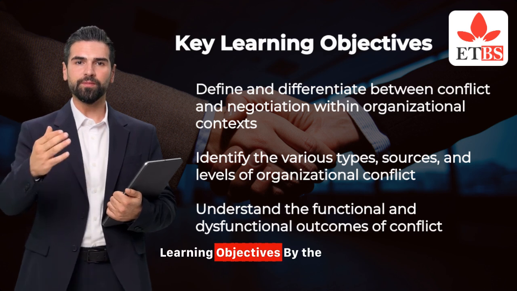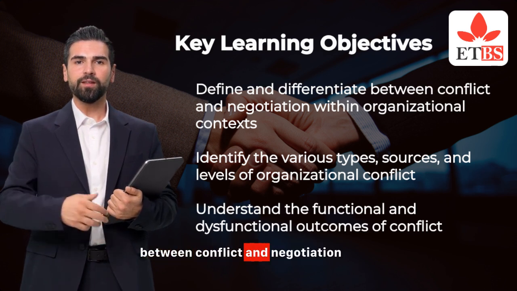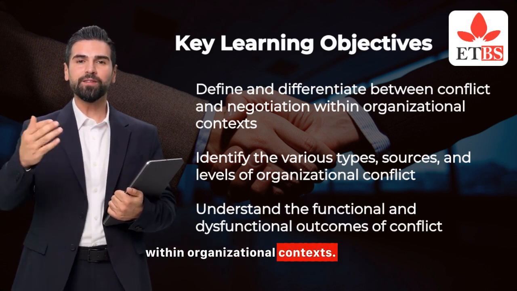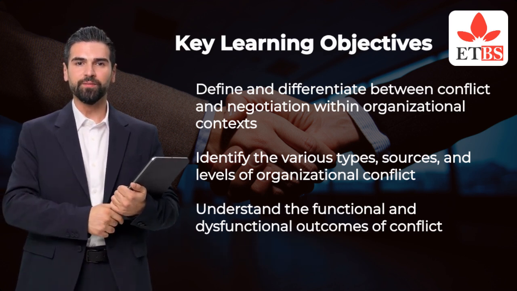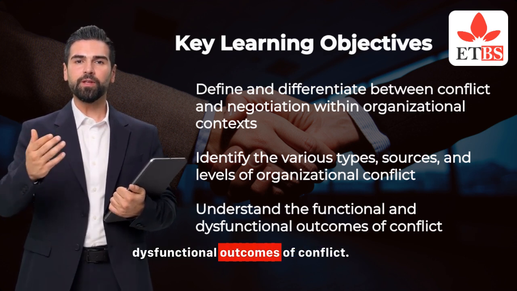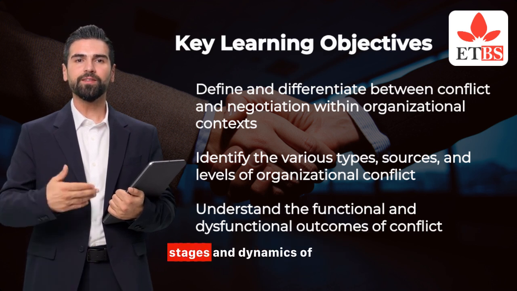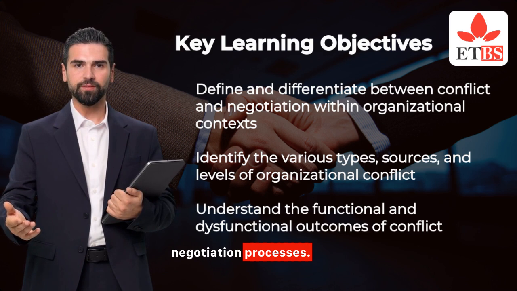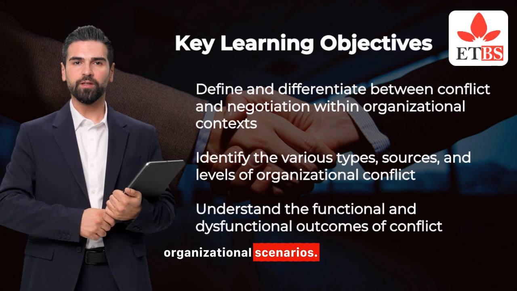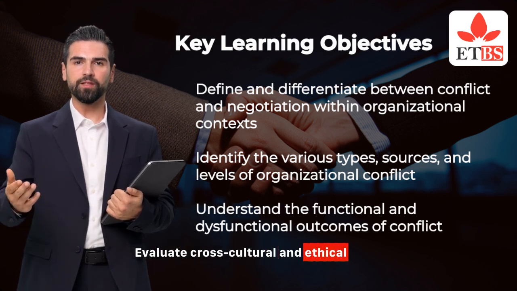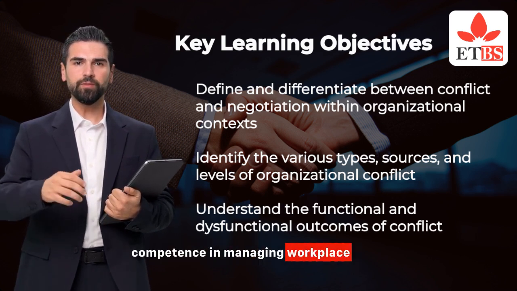Learning objectives. By the end of this module, you will be able to define and differentiate between conflict and negotiation within organizational contexts. Identify the various types, sources, and levels of organizational conflict. Understand the functional and dysfunctional outcomes of conflict. Analyze conflict resolution styles and frameworks. Examine the stages and dynamics of negotiation processes. Apply conflict management and negotiation strategies to real-life organizational scenarios. Evaluate cross-cultural and ethical considerations in negotiation. Develop interpersonal and managerial competence in managing workplace disputes.